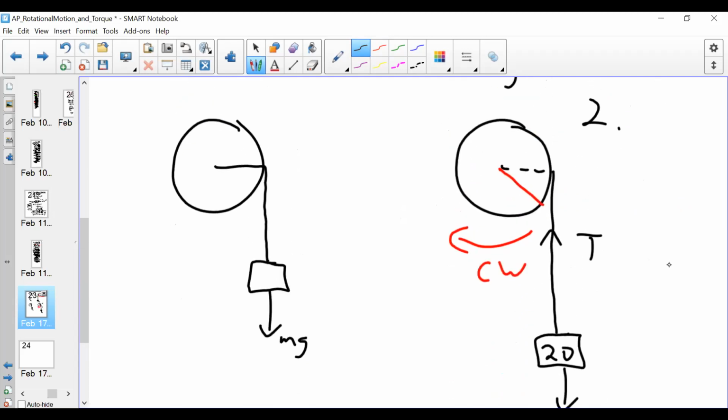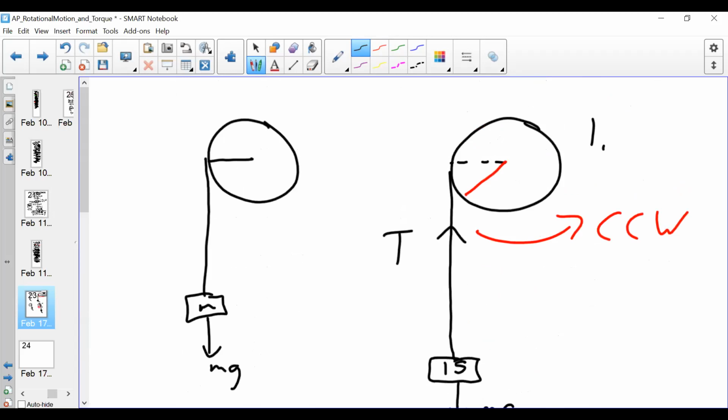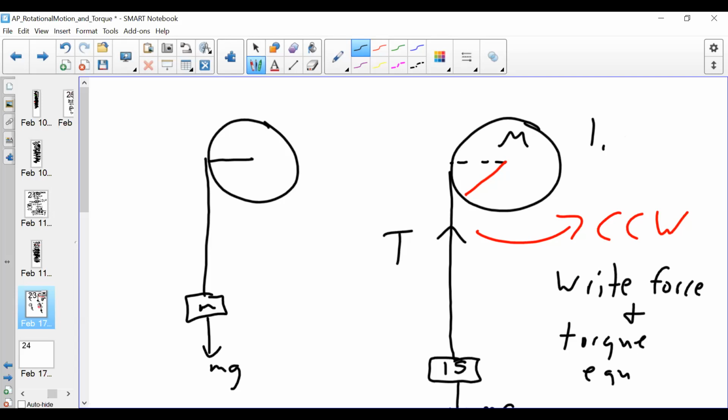Because now, unlike before, the pulley now has mass to be considered. So let's call it mass M. So again, write force and torque equations for each one, for scenario 1 and 2. We'll talk about it in a few minutes.